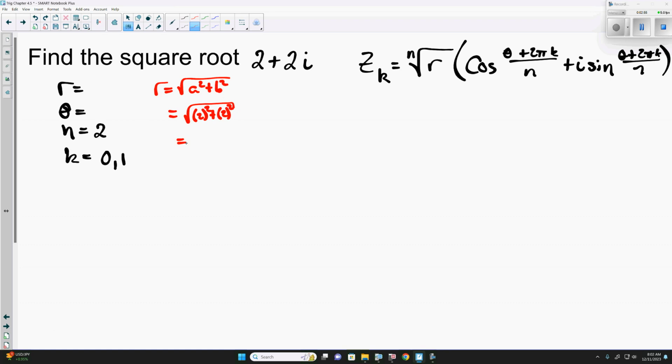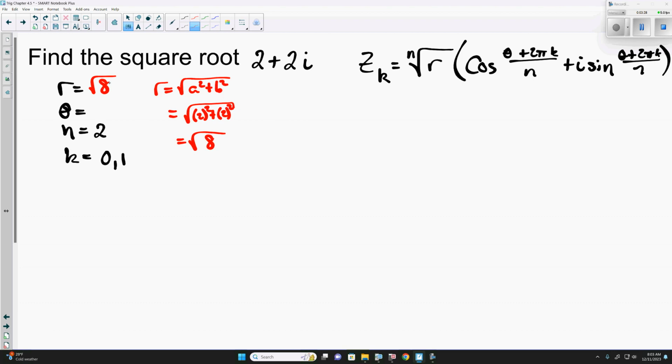Now our 2 squared plus 2 squared gives us the square root of 8. So we have to leave this alone as the square root of 8. And normally we would put this in the calculator and get 2 square roots of 2. But we have a little bit of an issue with the fact that we're going to have to take the nth root of it.